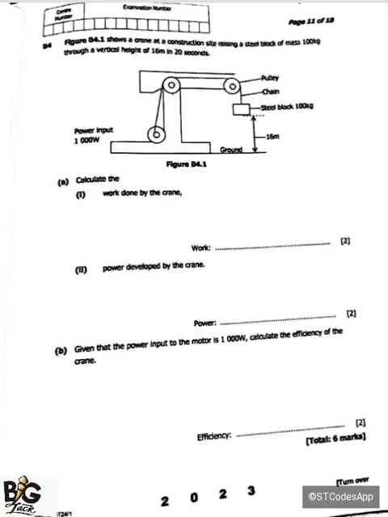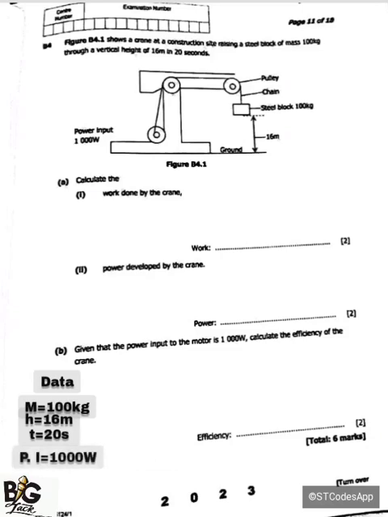So now let's try to collect our data here. Our mass is 100 kgs. Our height is 16 meters. And the time is 20 seconds. Now, in this diagram we have been given the power input, which is 1000 watts. So power input is 1000 watts.